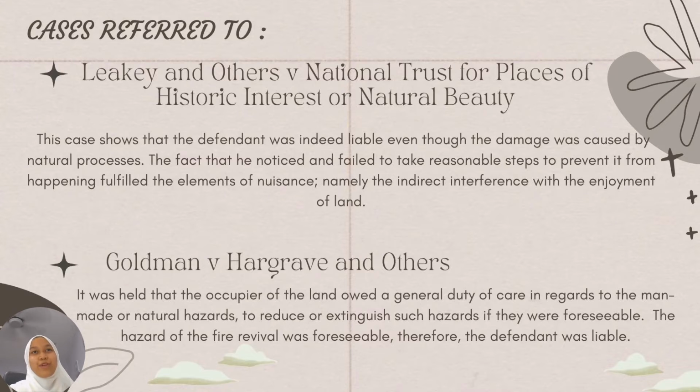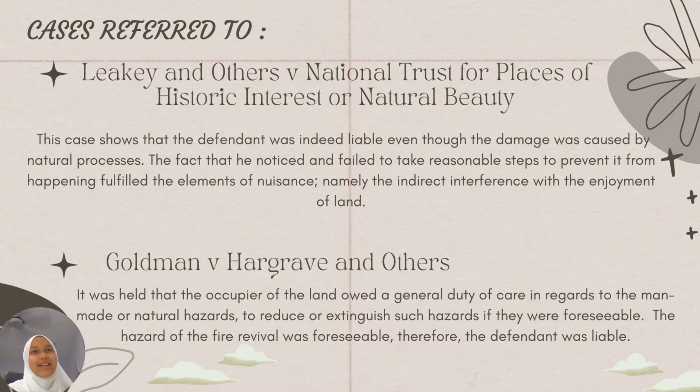There are two cases we refer to as reference. The first one is the case of Leakey and others v National Trust for Places of Historic Interest or Natural Beauty. This case has very similar facts to the scenario given. From this case, it was held that the defendants were liable in nuisance and damages were awarded to the plaintiff. This case shows that the defendant was indeed liable even though the damage was caused by natural processes. The fact that he noticed and failed to take reasonable steps to prevent it from happening fulfilled the elements of nuisance, namely the indirect interference with the enjoyment of the land.